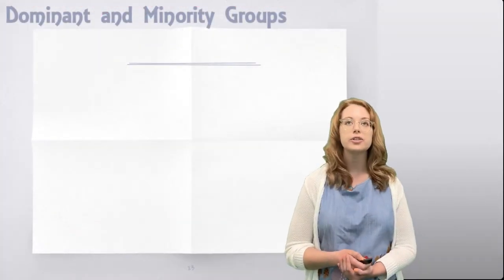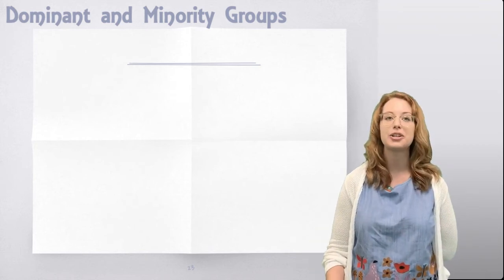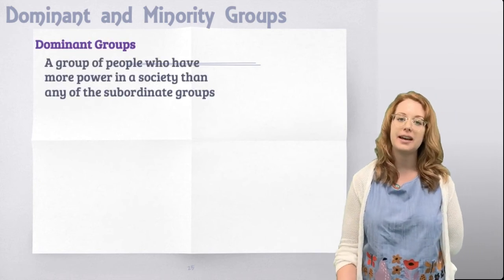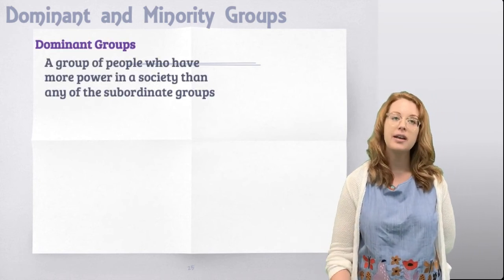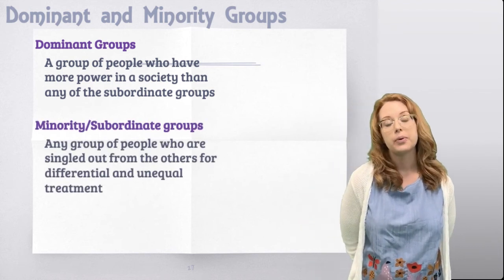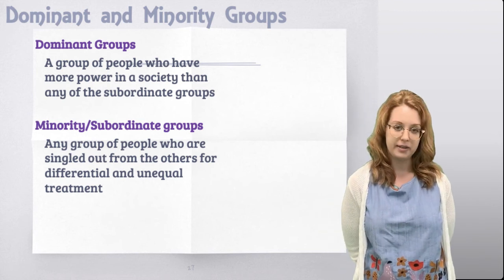Okay, so we hear the terms dominant and minority groups in society, especially in politics. A dominant group is the group in society that has traditionally held the power and the resources. And minority groups are any group of people who are singled out for differential or unequal treatment.